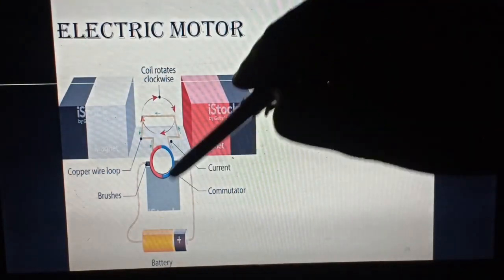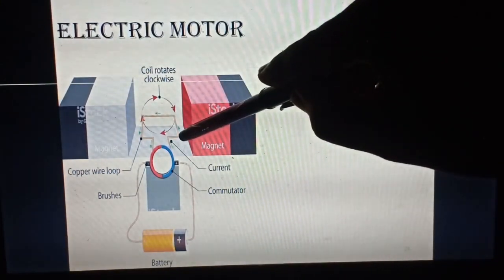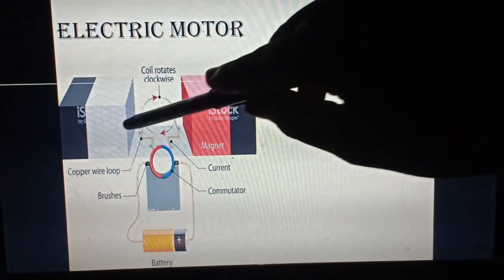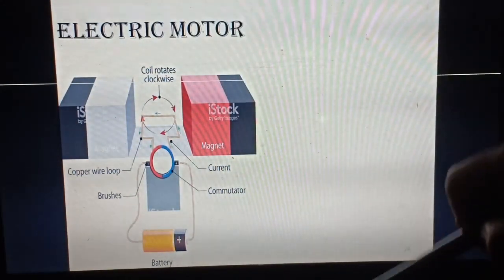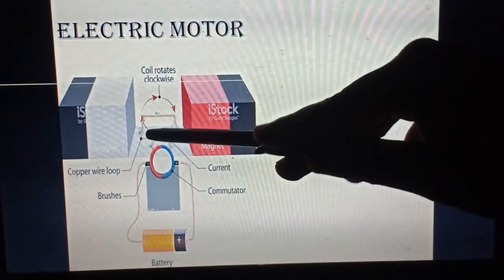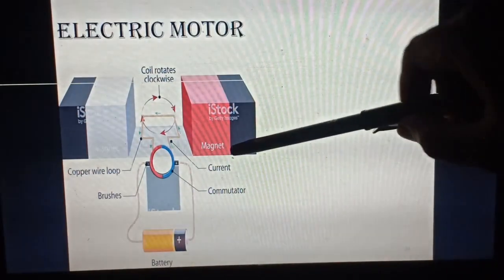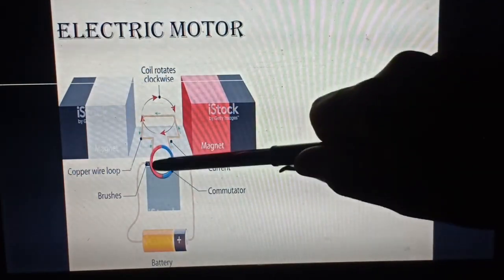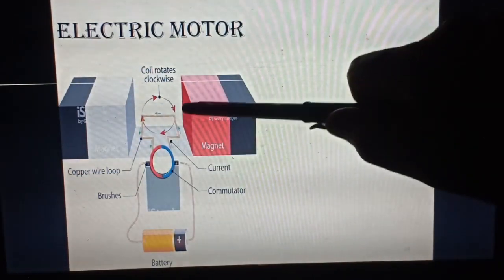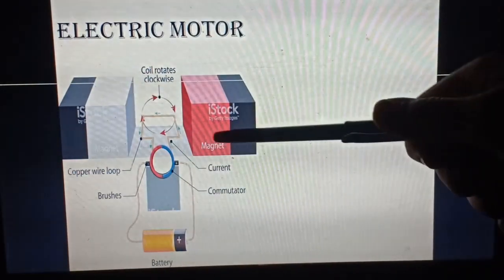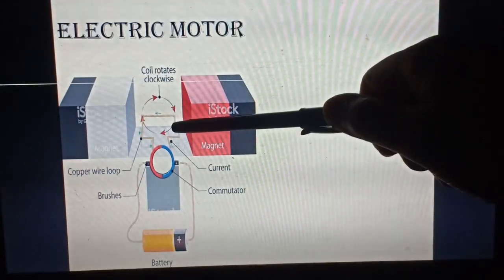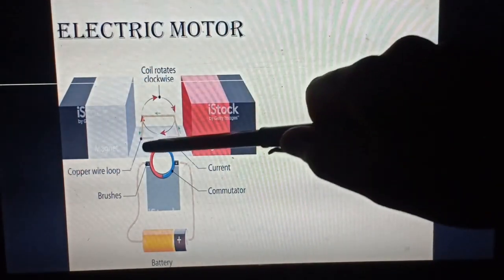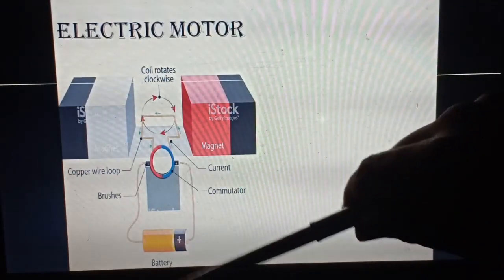The loop is placed such that if current flows through it, the current through these two edges will be perpendicular to the magnetic field, because in the earlier Fleming's left hand rule we considered that the magnetic field and the direction of flow of current should be perpendicular to each other. So when current flows in one direction, it will be found by using Fleming's left hand rule that one end will experience a force downwards and the other end will experience a force upwards, which will give it a clockwise rotation. After half rotation, what will happen?